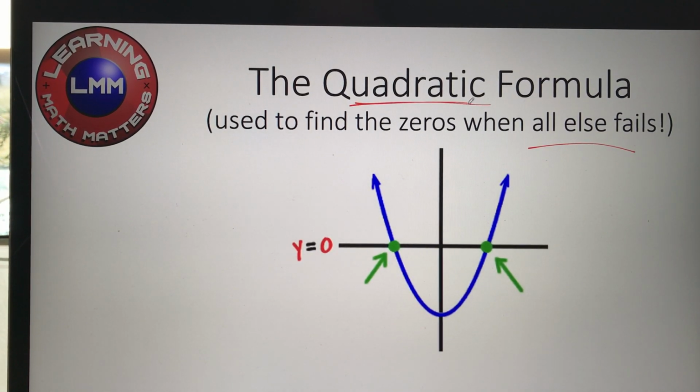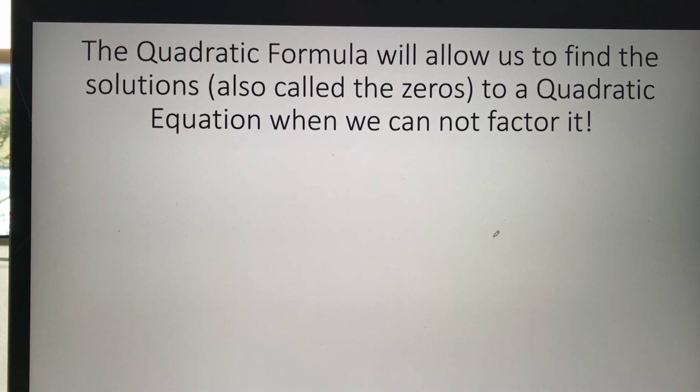The quadratic formula, used to find the zeros when all else fails. To find this and to find this. So the quadratic formula will allow us to find the solutions, also called the zeros, or the x-intercepts, to a quadratic equation when we cannot factor it.